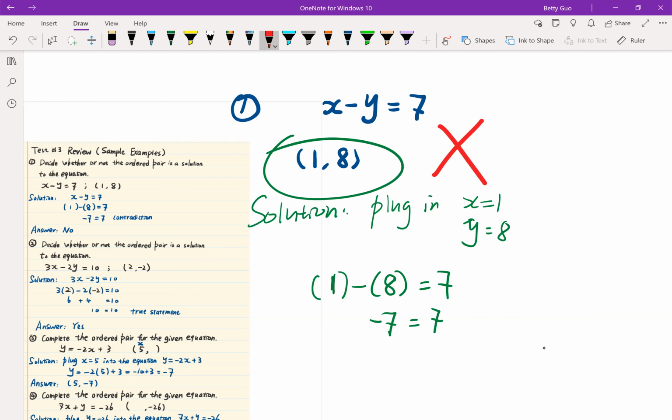Do you guys mind if I erase those once you finish writing? When you copy them in your notes, could I erase it? Okay.